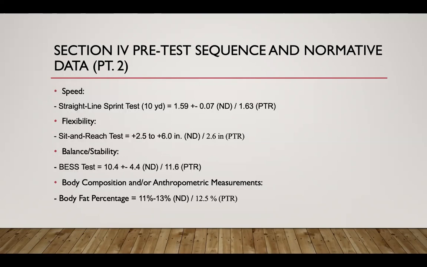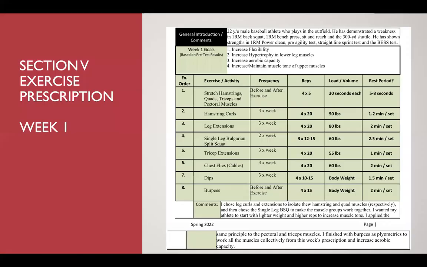For the speed, we did the straight line sprint test. He's in the average, so it's pretty good, but can be improved upon. The flexibility sit and reach test was pretty poor, right at 2.5. For balance and stability, we did the BESS test. BESS test is not too bad either. And 12.5 percent body fat is pretty good as well for an outfielder. All right, so week one of the exercise prescription.